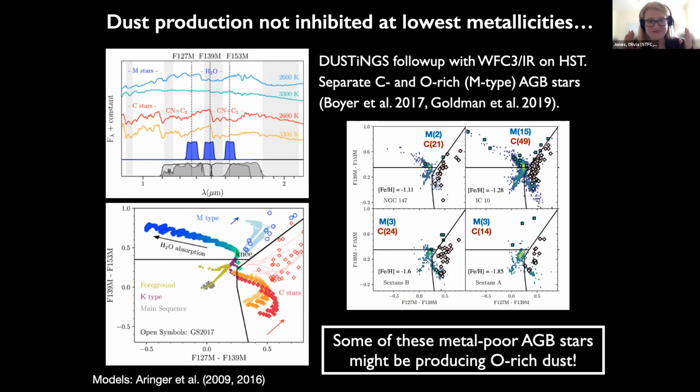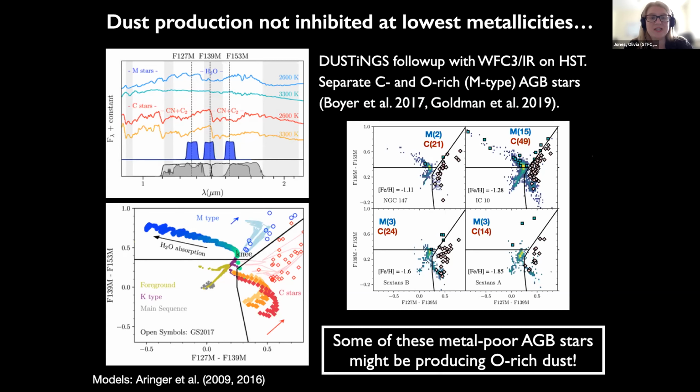And it's very nice when models and theory agree with observations, because when that was put into practice for these metal poor galaxies, we got very clean results. So what I'm showing in the main figure in this plot is 4 galaxies from the DUSTiNGS sample observed with HST, and then highlighted with the black triangles around them are the stars that were determined to be dusty with Spitzer, the warm Spitzer mission.